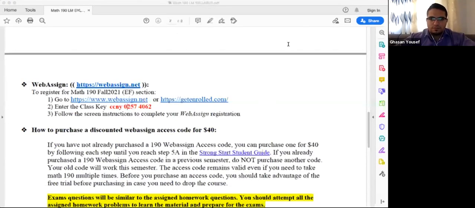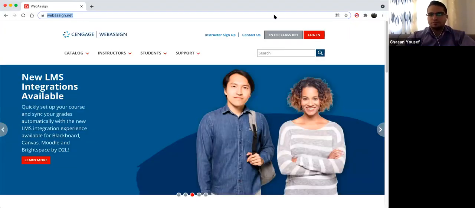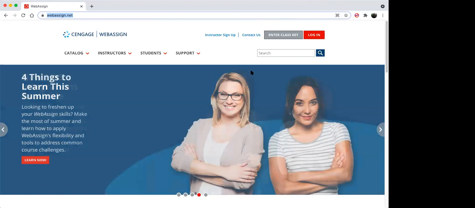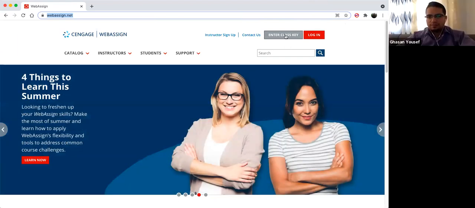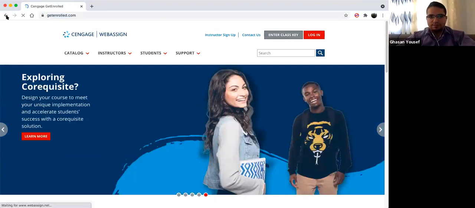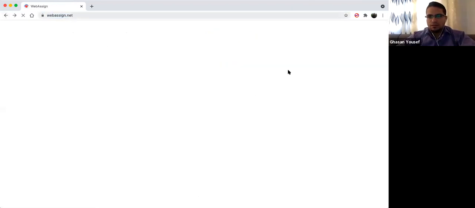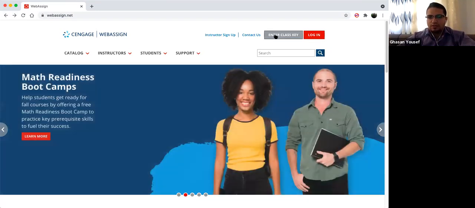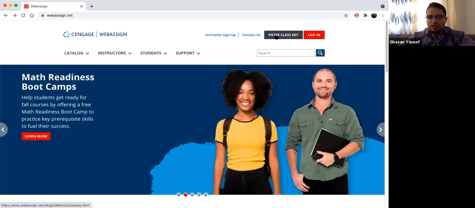Where is the Zoom? Stop sharing here. Can you see the WebAssign? Yes. Webassign.net. Okay, so you go there, and enter the class key. You click here in this box. Again, go to the top here. You see login. If you have an account already, you just log in. But before you log in, you have to enter the class key. So you click here.